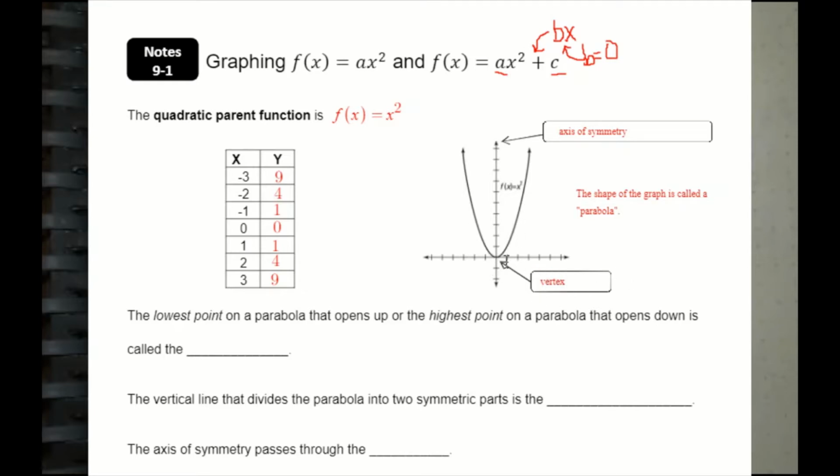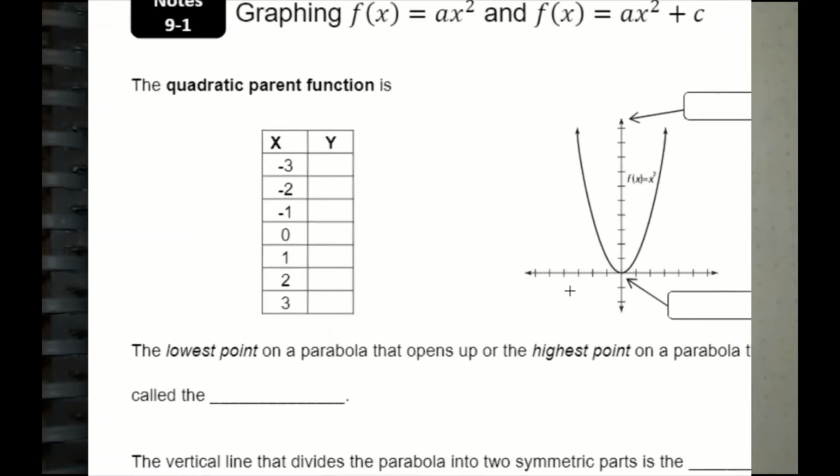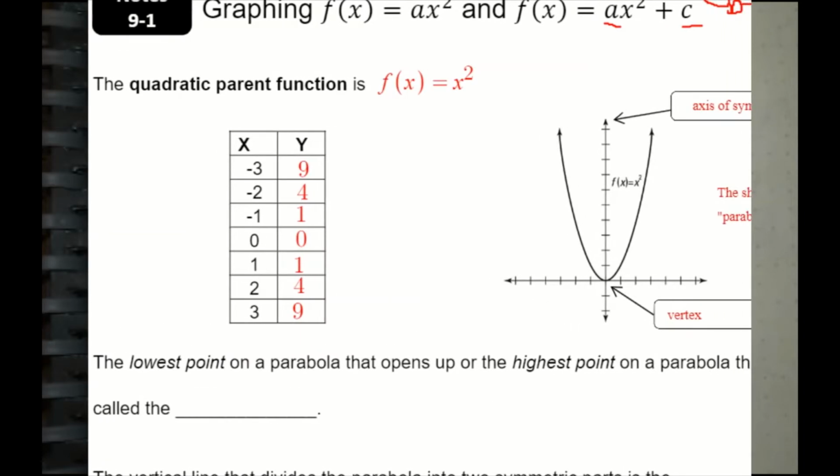So this point right here is the vertex. So we've got a point which is called a vertex. Let me zoom in a little bit here so I can draw a little bit more accurately. But we've got this point right here called the vertex, and it is a coordinate. So when the question is asking what's the vertex, we want to write it as a coordinate pair.